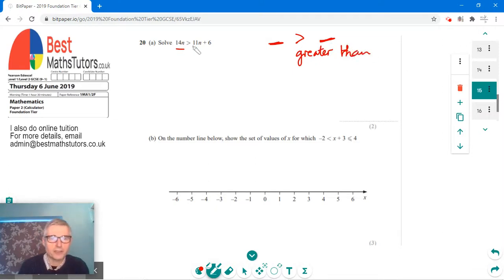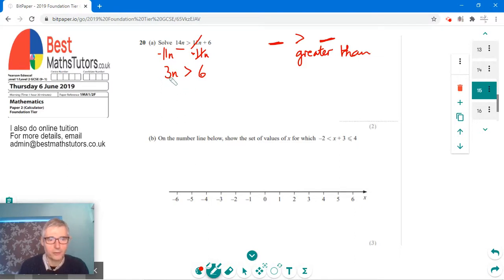And we can just treat this like an equation. So what I would do is I would try and get anything with n on the left-hand side and anything with a number on the right-hand side. So I'm going to take away 11n from both sides, just treating it like an equation. So if I was solving an equation, I just do the same thing on both sides. And so if I do that, 14n take away 11n gives me 3n, and that's going to be greater than, and now the 11n's have cancelled, and that's greater than 6.